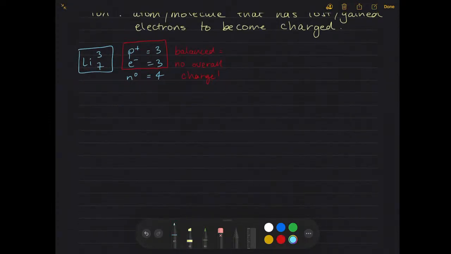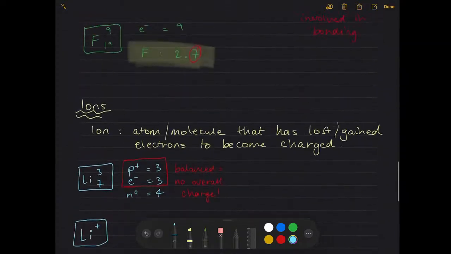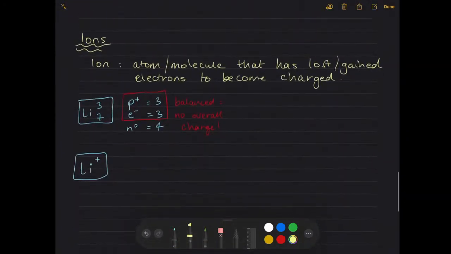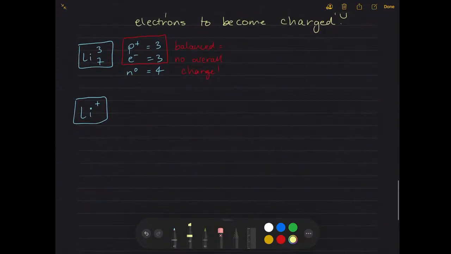But what happens if we lose an electron? So for example, if I had Li+. Well, the first thing is that in terms of the structure of this atom, it is far easier for you to lose electrons on the outside of the atom than it is to lose protons or neutrons from the middle of the nucleus. And in fact, in chemical reactions, the protons do not change, only the electrons.